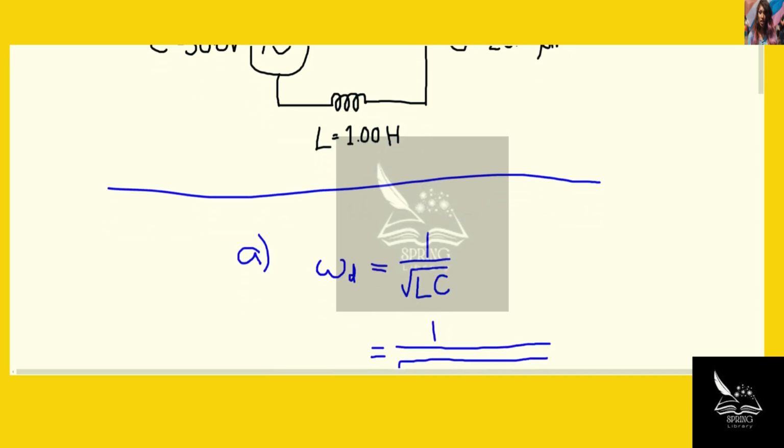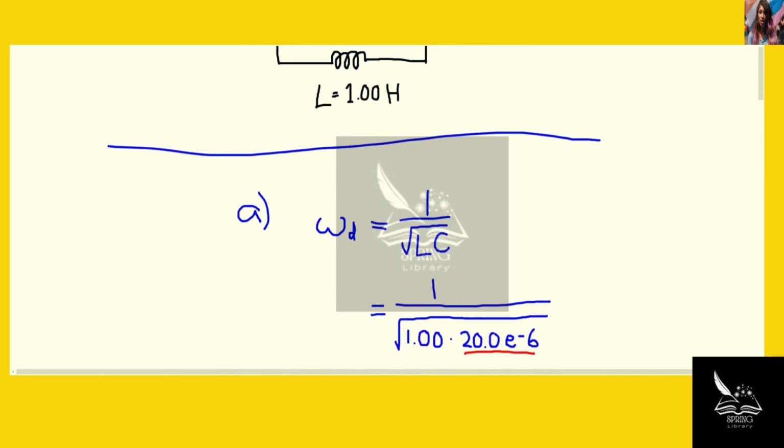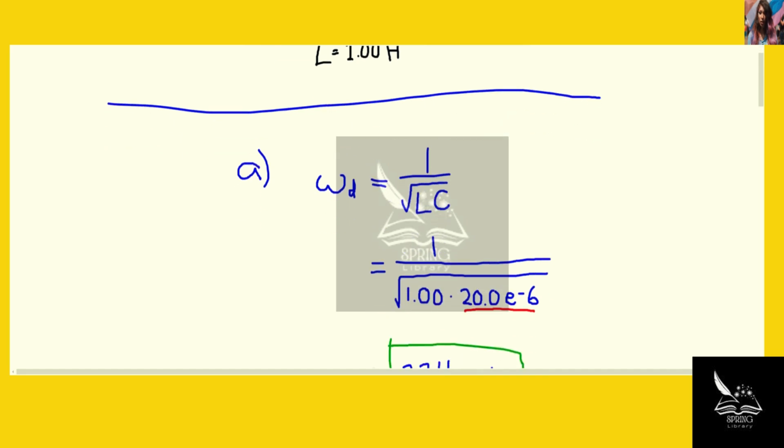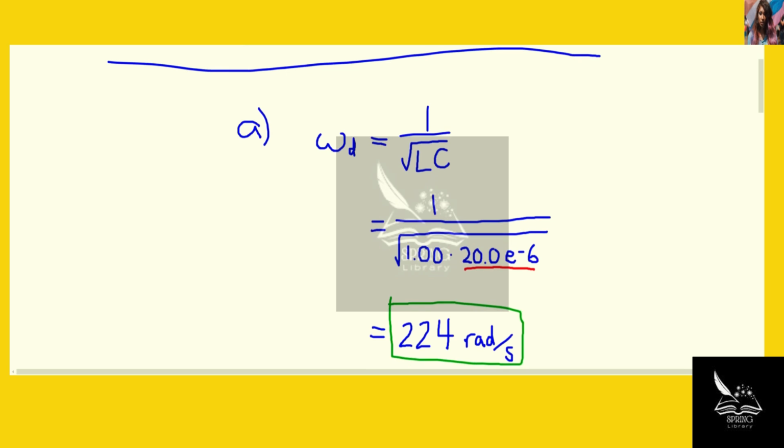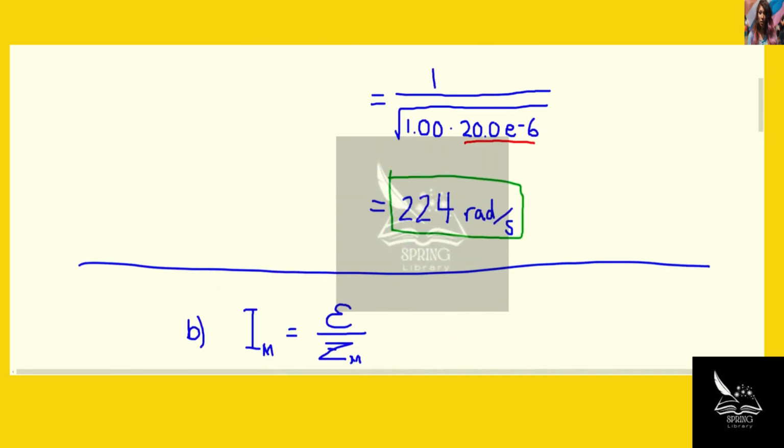When we plug in values for L and C, be careful to set all your units to their base values. Using microfarads here instead of farads will result in an answer that's literally 1,000 times too small. Finally, we can calculate the value for part A, and that's 224 radians per second as the resonant frequency for this particular circuit.